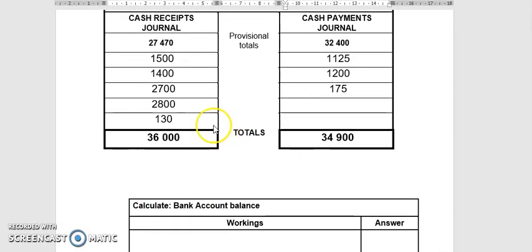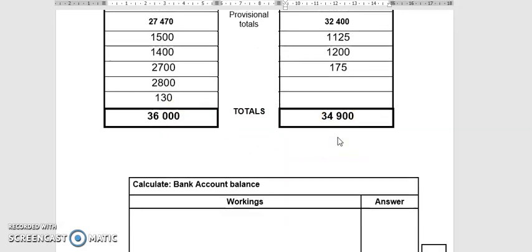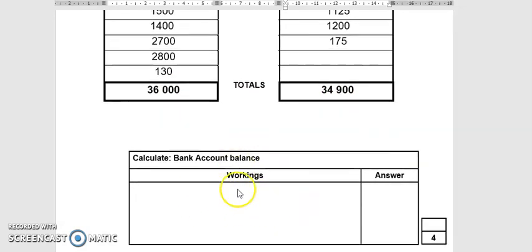Alright, and then what I've done is I've added all of them up, the CRJ total, the CPJ total. So the next step is the general ledger bank account. But here they're giving us a calculation, so you need to get used to doing it using a calculation. The first thing is get the opening balance of the general ledger.